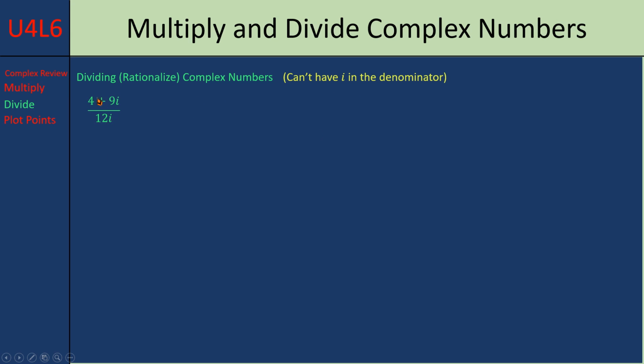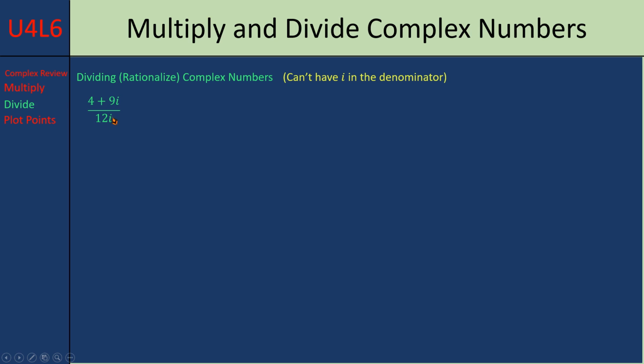So you see this here, I have a complex number divided by this complex number here. And typically you can't do anything, but you want to get rid of the i at the bottom. So what you do is just like radicals, right? You multiply by the radical of the same thing to get rid of the radical at the bottom. Here, you don't need to multiply by 12i. You just need to multiply by i.